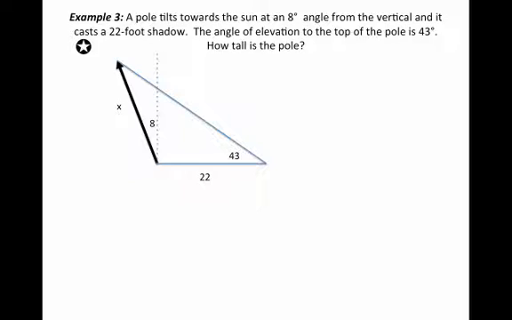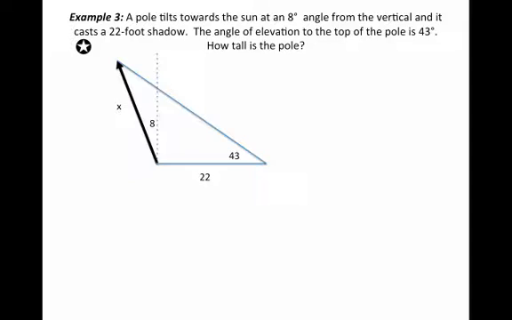We have a pole that tilts toward the sun at an 8-degree angle from vertical. The dotted line represents vertical, the star represents the sun. That pole casts a 22-foot shadow. The angle of elevation to the top of the pole is 43 degrees. We're going to assume that from the subject of the previous sentence, we were talking about the pole tilting toward the sun. The angle of elevation to the sun is the same as the angle of elevation from the end of the shadow. In this case, it's 43 degrees. We also can fill in the fact that we're trying to solve for how tall the pole is, x.